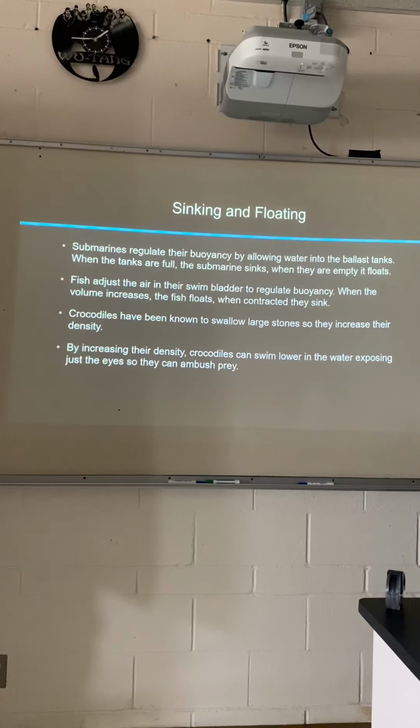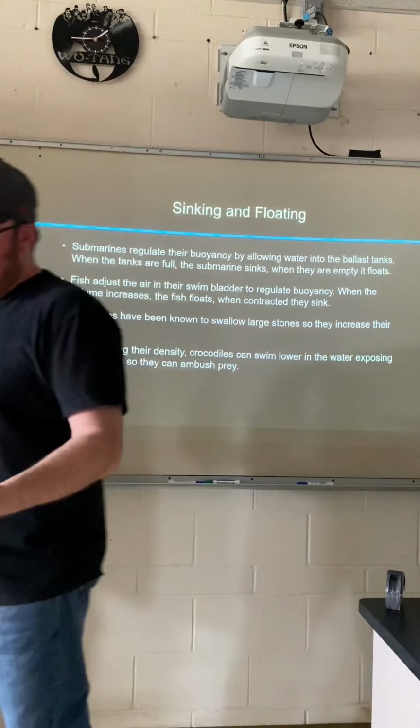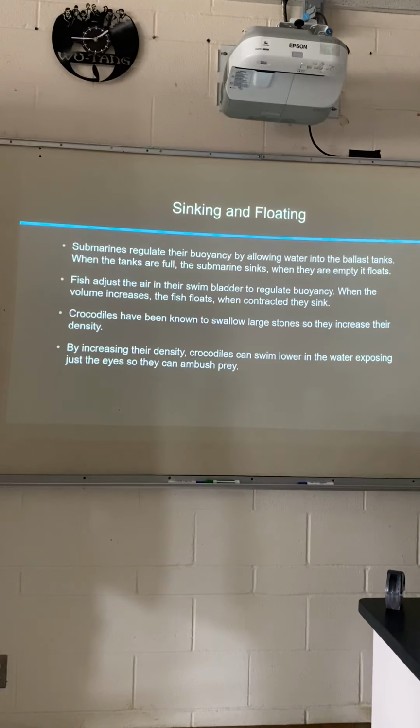So other animals and things that do this, submarines use ballast tanks. So they fill those ballasts either with air to let them float or water to let them sink. Remember, the submarines are made of steel. So if you add a whole lot of water into that steel, it's going to make it less buoyant than the force around it, and it's going to sink in that water column.